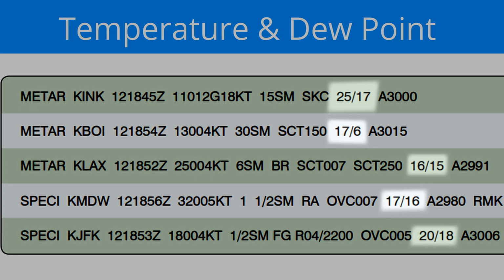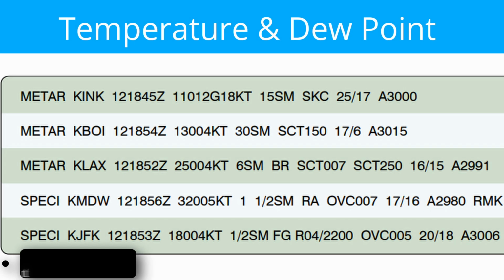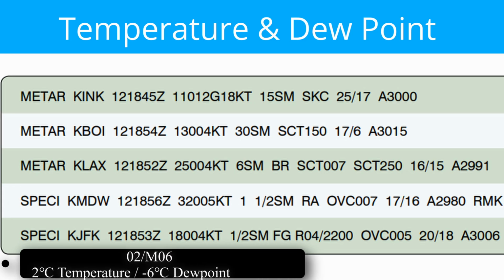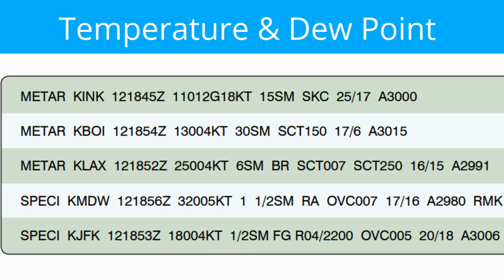This will be shown using 4 digits with a / in the middle. The 2 digits to the left of the slash will be the temperature in Celsius, and the 2 digits to the right of the slash will be your dew point in Celsius. On this METAR, it shows 25/17. We can read this as the temperature is 25 degrees Celsius and the dew point is 17 degrees Celsius. If the temperature or the dew point are negative, then they will be prefixed with an M. If we saw 02/M06, then we would know that the temperature is 2 degrees Celsius and the dew point is -6 degrees Celsius.